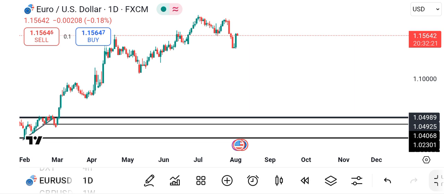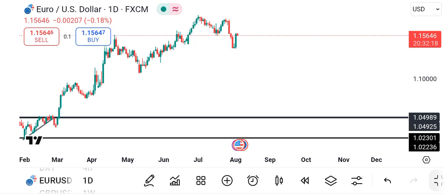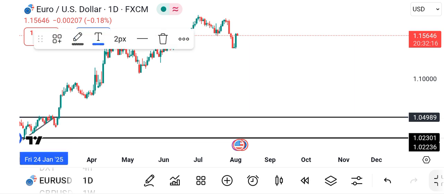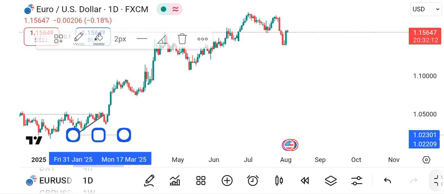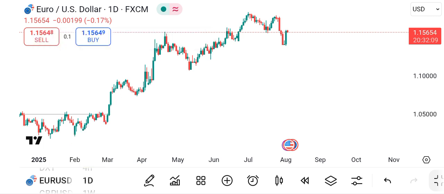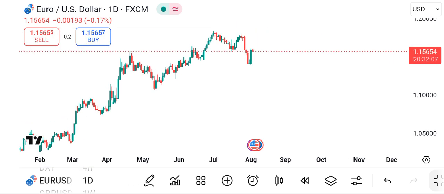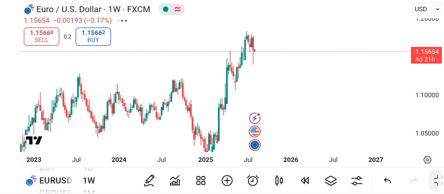Okay, I have done this before. I just want to delete it so that it will not complicate things. Okay, those are my analyses I've done before, even before EURUSD played out. So first and foremost, we want to head over to weekly.